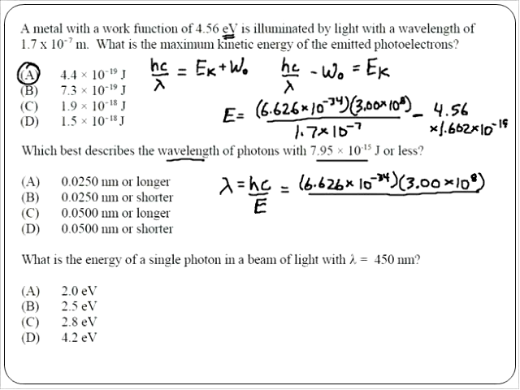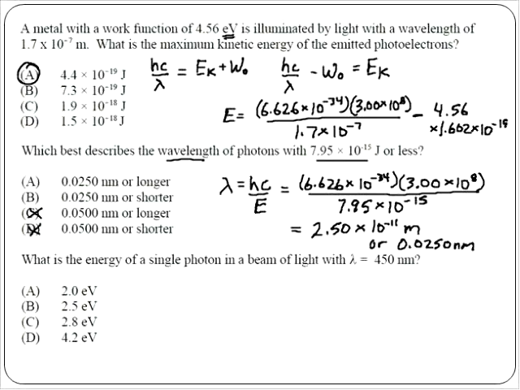Divide that by energy, which is 7.95 times 10 to the power of negative 15. And that will give you 2.50 times 10 to the power of negative 11 meters. But you'll notice we're given nanometers, so to change that to nanometers, you would divide that by 10 to the negative 9, and that would give you 10 to the negative 2, or 0.0250 nanometers. So we know the answer is not C or D.